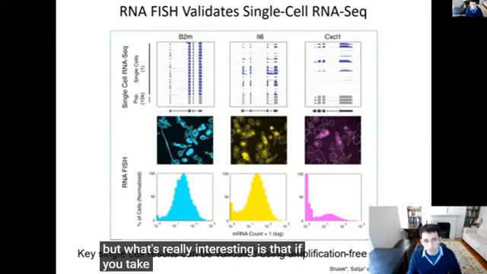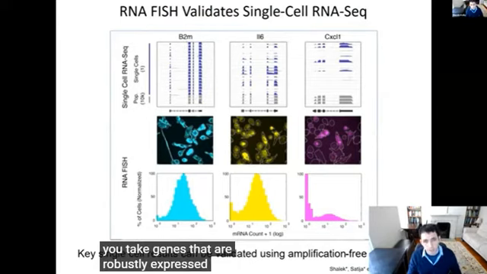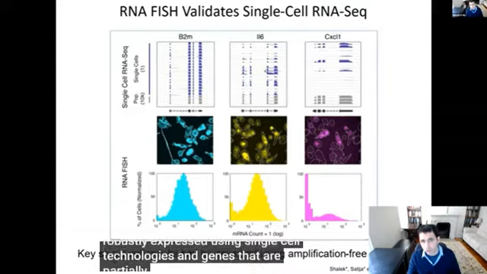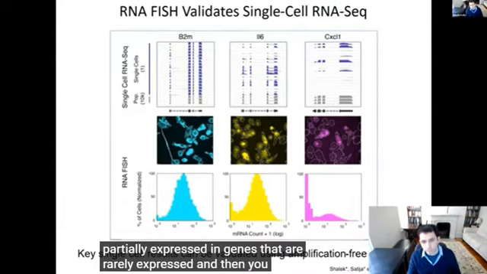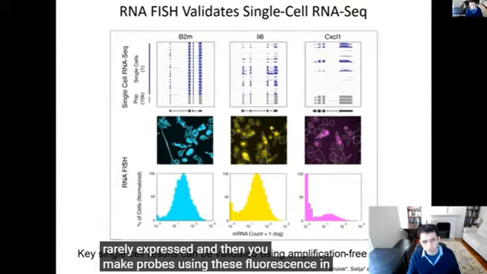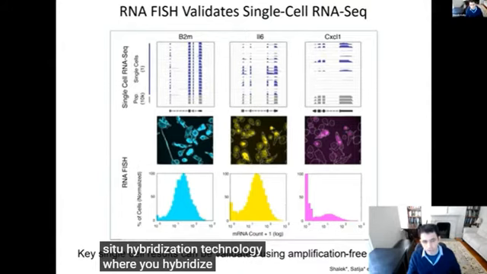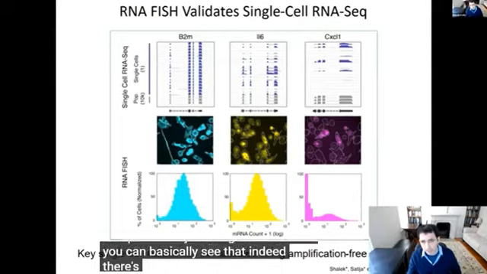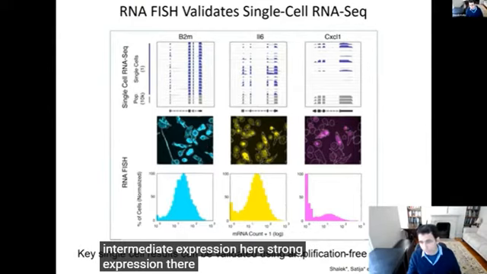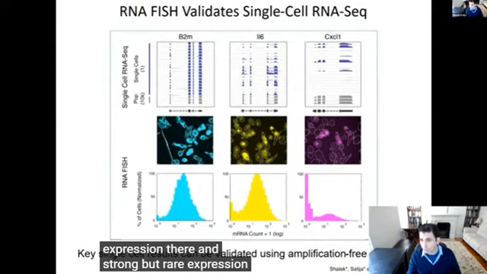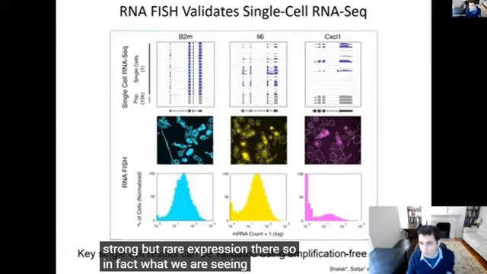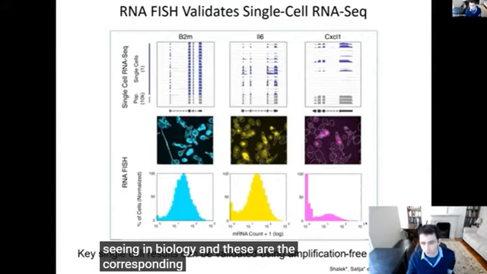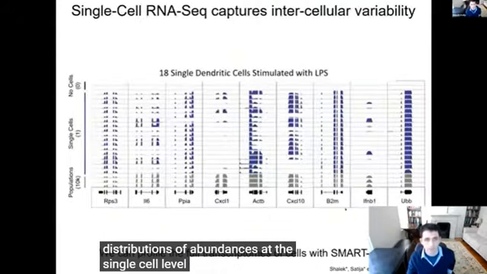But what's really interesting is that if you take genes that are robustly expressed using single cell technologies, and genes that are partially expressed and genes that are rarely expressed, and then you make probes using these fluorescent in situ hybridization technology, where you hybridize a probe complementary to the gene of interest, you can basically see that indeed there's intermediate expression here, strong expression there, and strong but rare expression there. So in fact, what we are seeing in our single cell data is in fact recapitulating what you are seeing in biology. And these are the corresponding distributions of abundances at the single cell level.